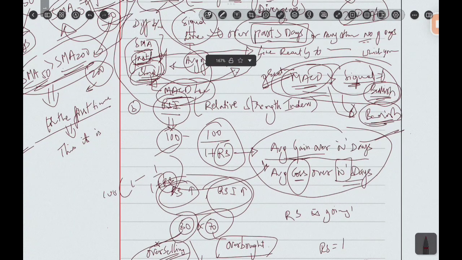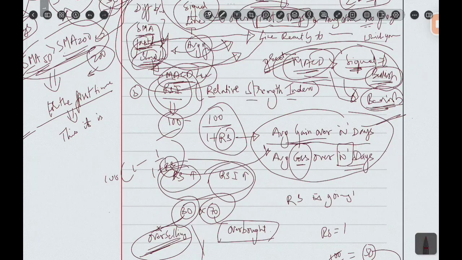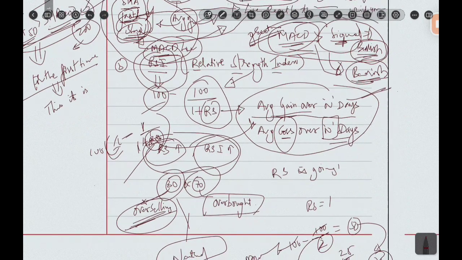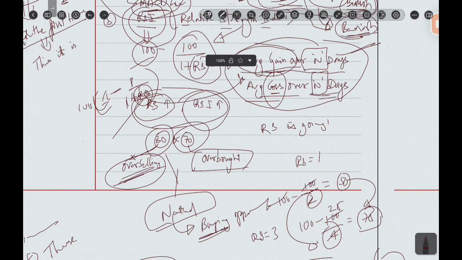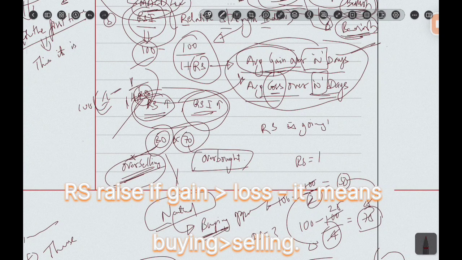And then I come to the last topic, that is relative strength index. It is calculated using this formula, that is 100 minus 100 divided by 1 plus RS. RS is relative strength. Relative strength is calculated using this formula, that is average gain over n days divided by average loss over n days. And the important conclusion is, if RS increases, RSI is also going to increase.